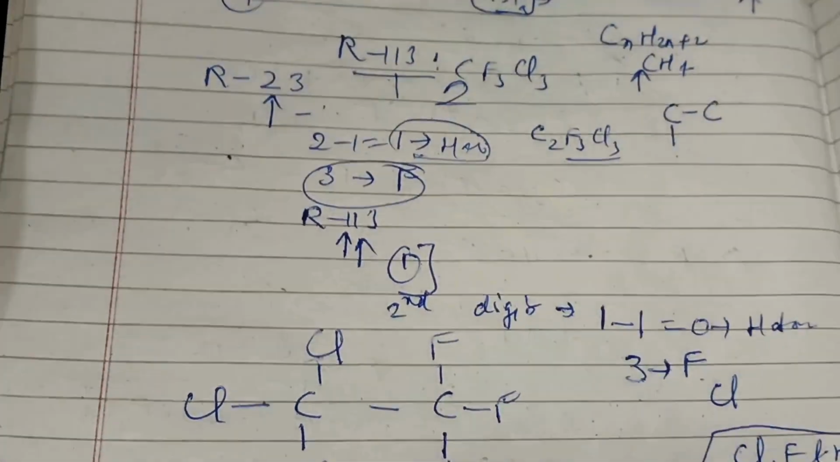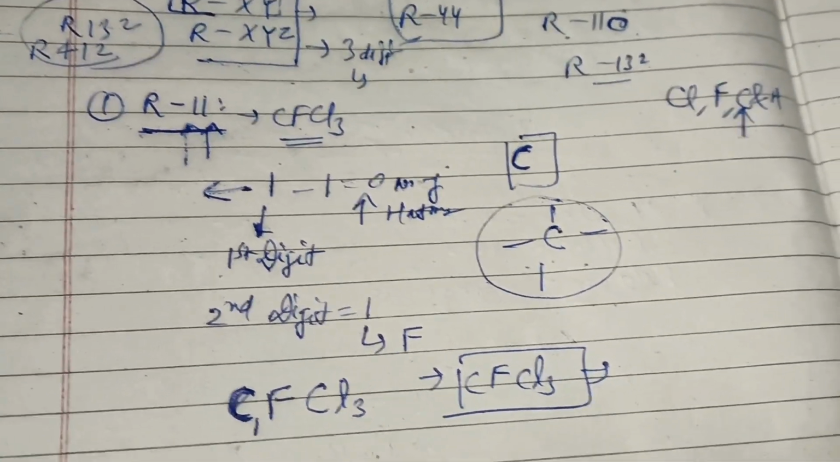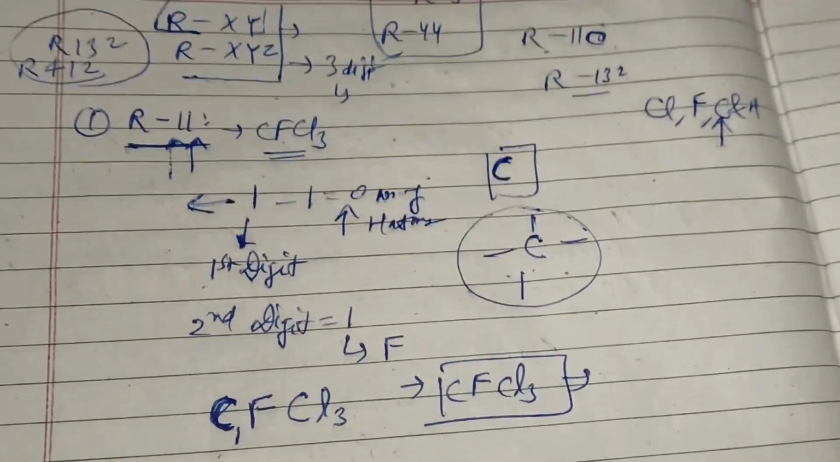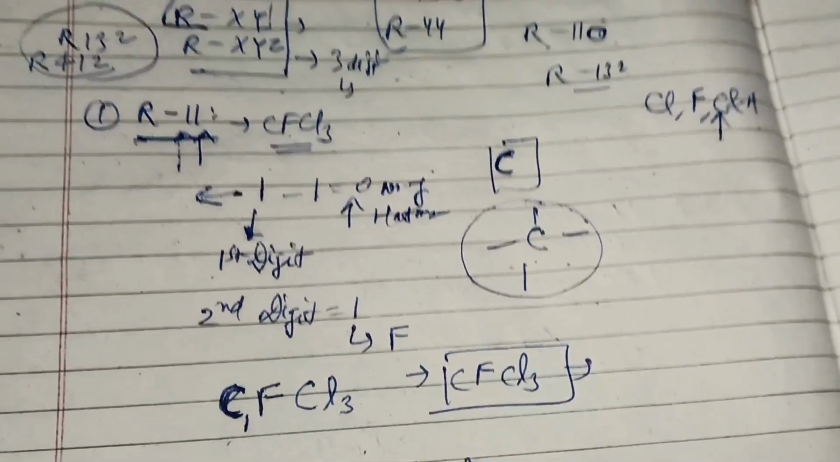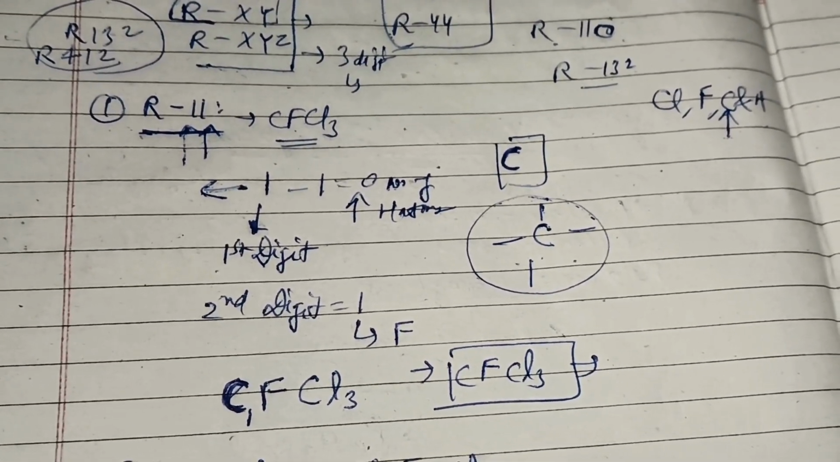Refrigerants are categorized into methane based or ethane based. So this is how it works. I hope you like the video and you have got the best possible approach for landing at the chemical formula or nomenclature of refrigerants.